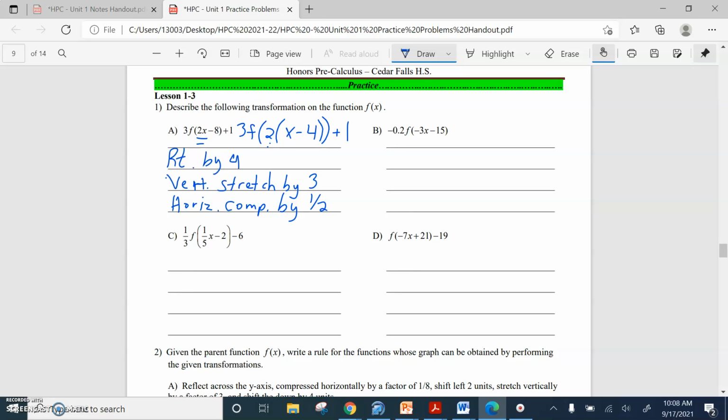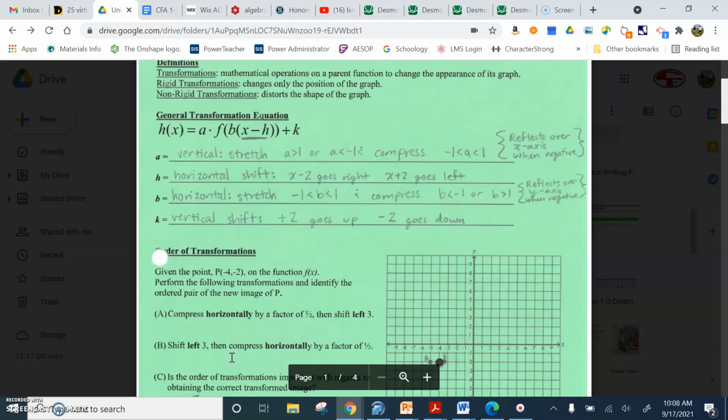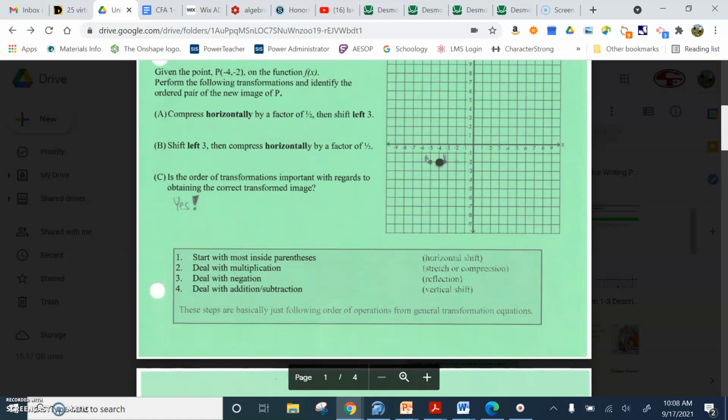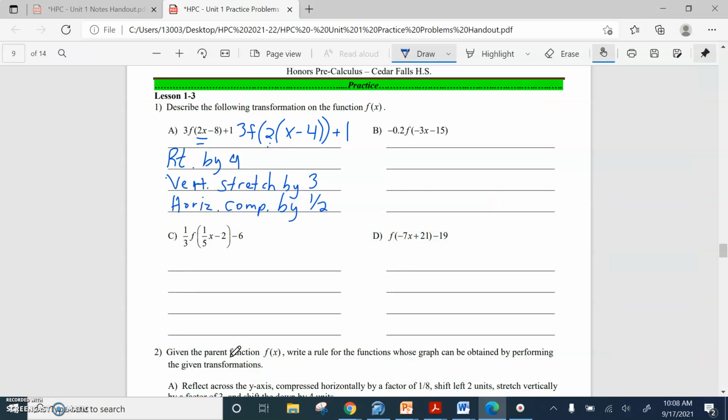Let's finish this out. The plus 1. If we look at our rules, order of operations says deal with negations and then additions and subtractions. Dealing with negations would be like if it was -2x or -3 out front. We don't have that, so we get to skip that step on this problem. The last one is dealing with the adding and subtracting, which is the plus 1. And in that case, a plus at the end is a shift up by 1 unit.